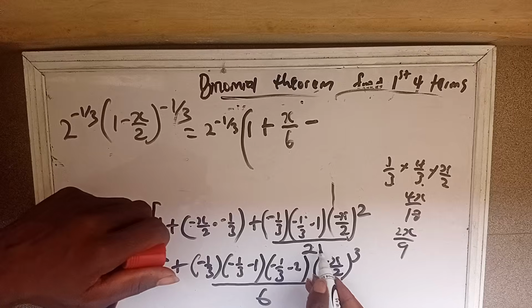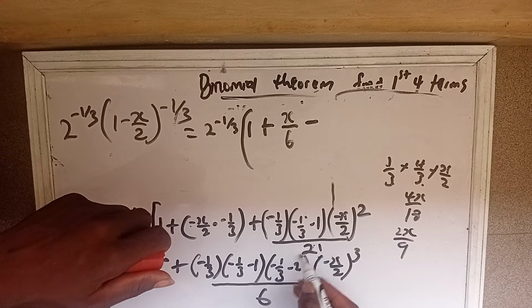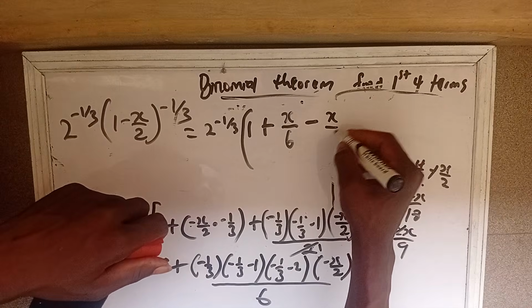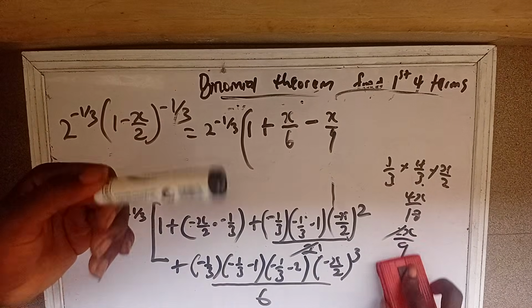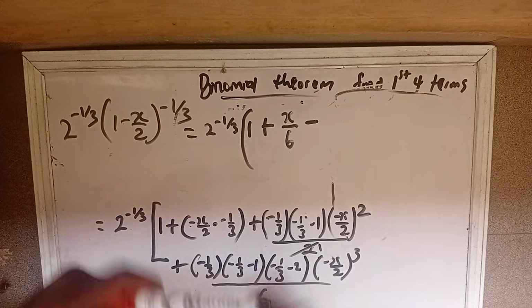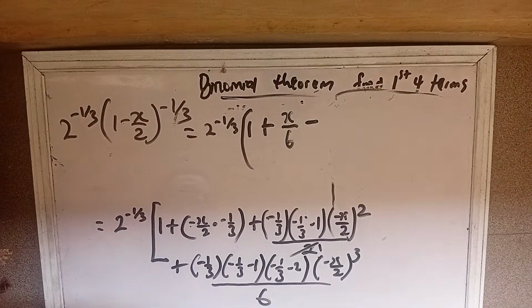Don't forget there is 2 below. There is 2 at the denominator. So the 2 will cancel these 2. So this one will remain x over 9. No, go slowly, just calm down. Oh, sorry. There's a mistake there. This is not just x over 2, there's a square there.